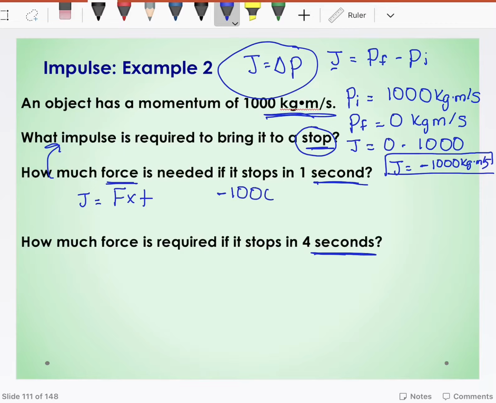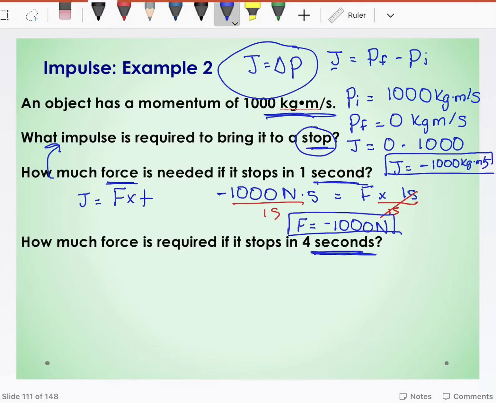So now negative 1,000 kilograms meters per second, or actually I'm going to just jump that to Newton seconds in order to get it into force. I'm solving for force and I have 1 second. So I do that algebra, divide by 1 second on either side, where now force is equal to negative 1,000 newtons. And again, that negative is referring to the direction, right? Because in order to stop something, the force needs to be applied in the opposite direction that it is working in, okay? Now, how much force is required to stop it in 4 seconds?